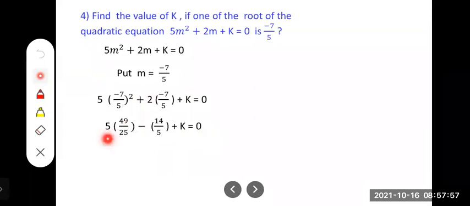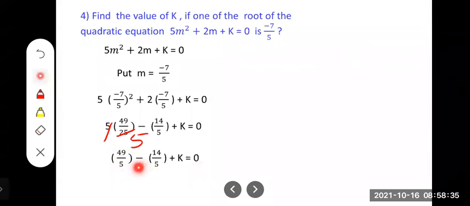Okay. Now what is the next step? See here 5 is here and 25 is here. So cancel these two. What will you get here, children? When you are cancelling this 5 and this 25, how many times does it go? 5 times. Okay. So 49 you write here and this 5 will come over here. Clear, children? So 49 upon 5 minus this 14 upon 5 you write as it is, plus k equal to 0.